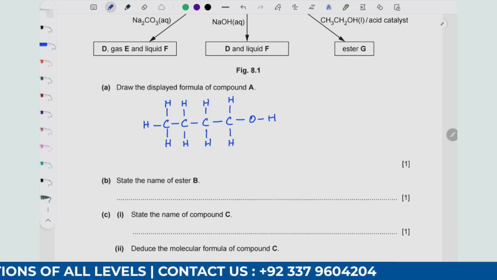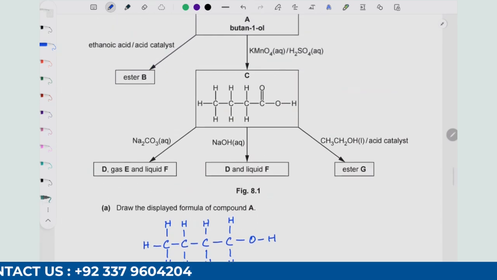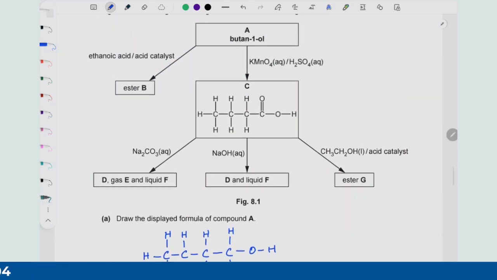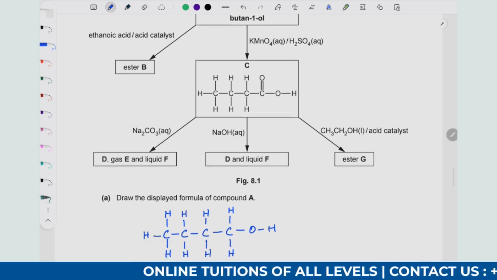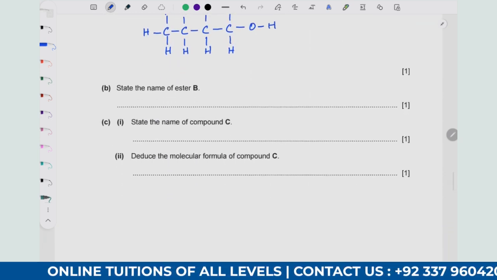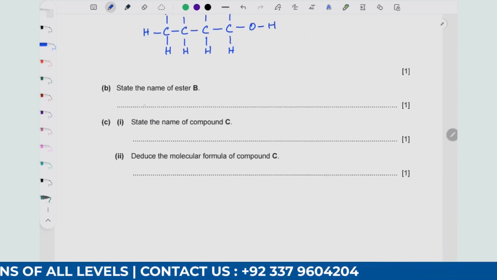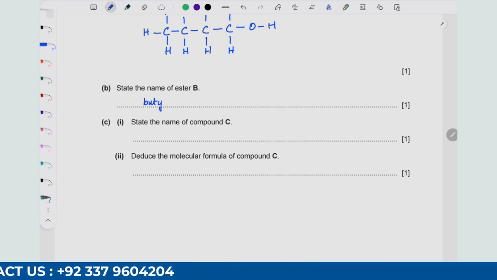State the name of ester B. So for ester B, you can see that butan-1-ol is reacting with ethanoic acid and creating an ester. So when butan-1-ol reacts with ethanoic acid, it will produce the ester, which will be butyl ethanoate.